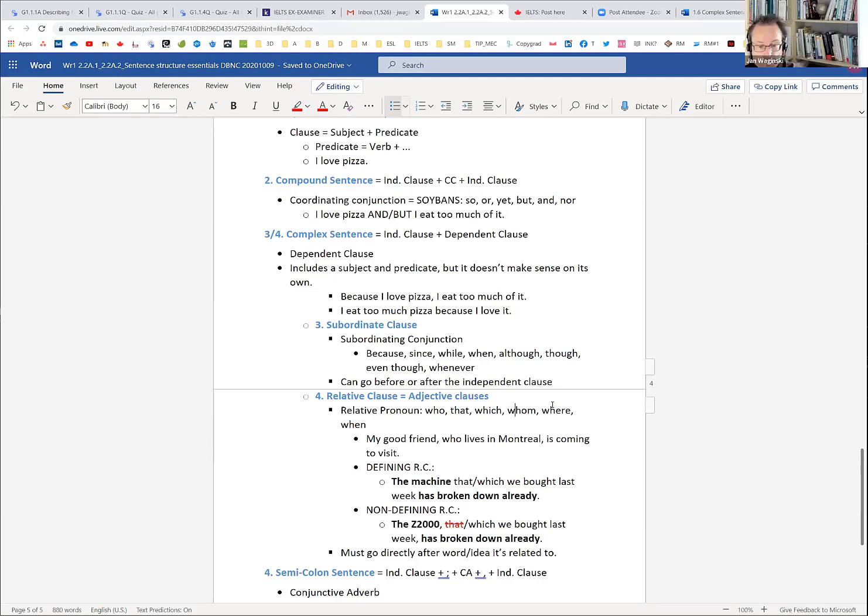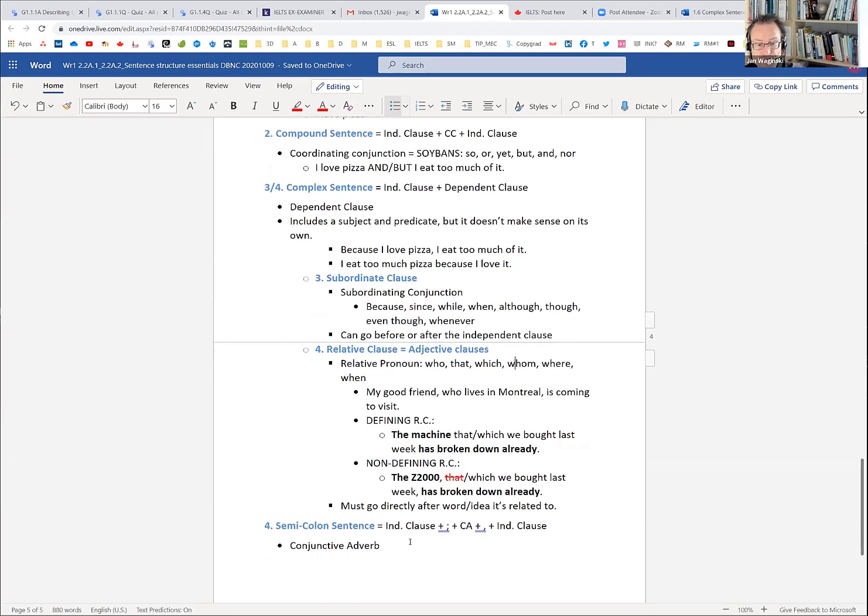That brings us to the fourth kind of sentence we're going to talk about today, which is a semicolon sentence. This is our third kind of conjunction. So a semicolon sentence, the formula is quite straightforward. We've got an independent clause followed by a semicolon. This could be a period too, by the way, but followed by a semicolon, followed by a conjunctive adverb, followed by a comma, followed by another independent clause.